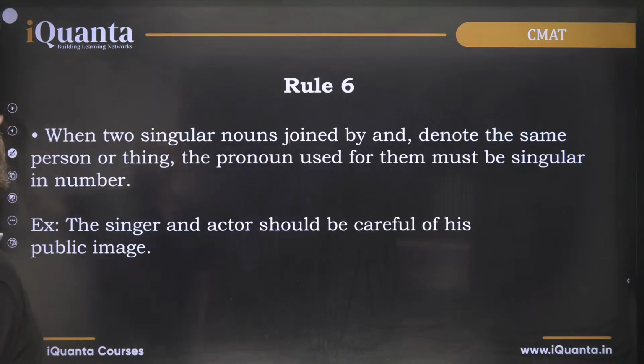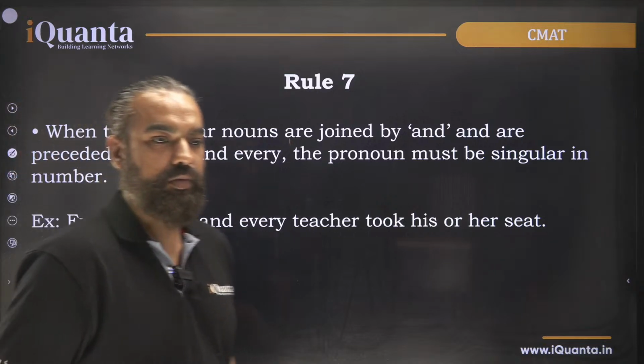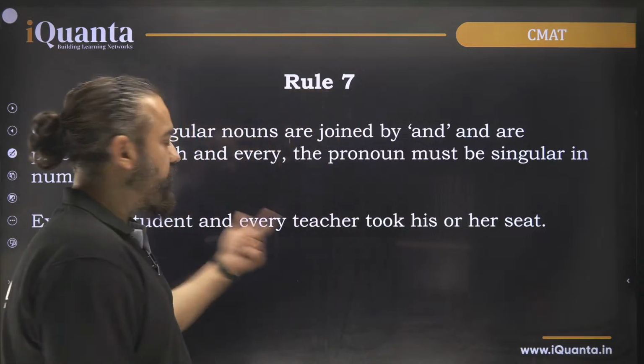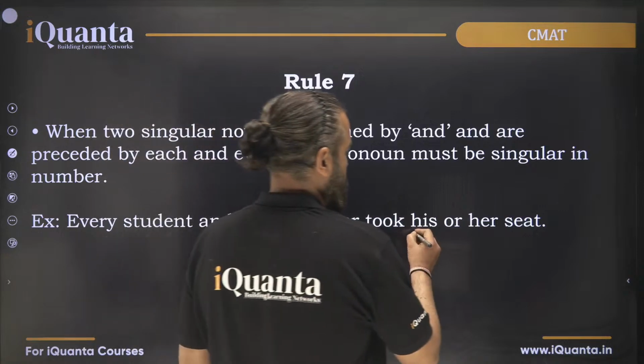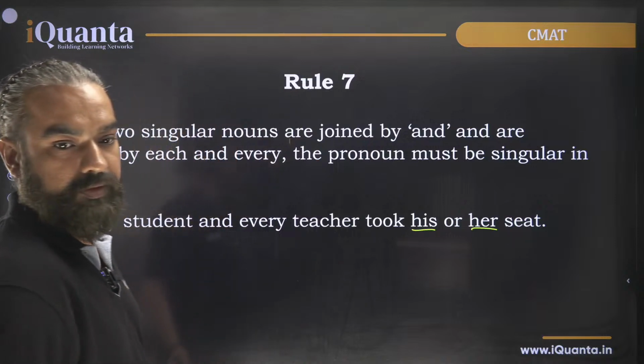Right? That's a very simple rule. Now, when two singular nouns are joined by and are preceded by each and every, the pronoun must be singular in number. When I say every student, I'm talking about each and every student, right? When I talk about every teacher, I'm talking about each and every teacher. That's why the pronoun used is singular. Really simple.